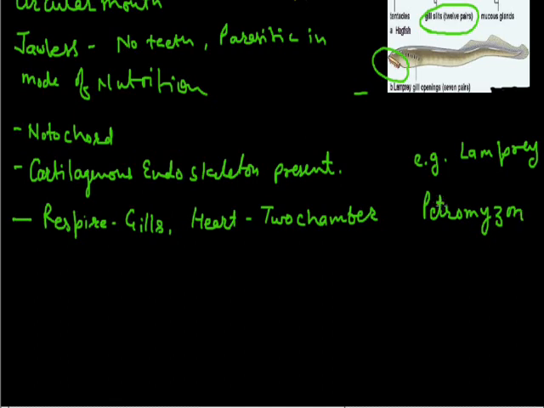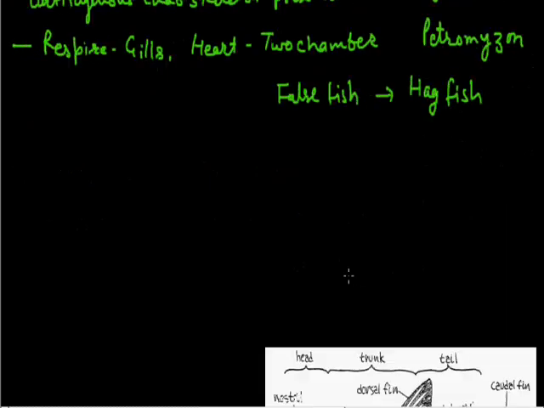So this is the Cyclostomata. Another important feature here is the hagfish. Hagfish is also classified in this group, but it is not a true fish. It is a false fish, the hagfish. It is also classified in this group. This is a false fish because it is not classified into the true fish groups. We call them Chondrichthyes and Osteichthyes.